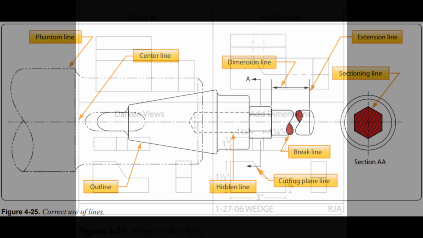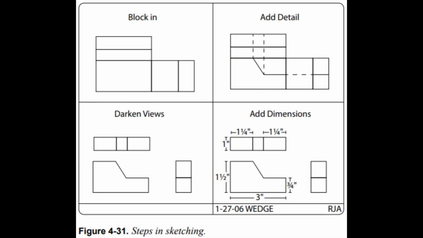Sketching techniques. To make a sketch, first determine what views are necessary to portray the object. Then block in the views using light construction lines. Next, complete the details, darken the object outline, and sketch extension and dimension lines. Complete the drawing by adding notes, dimensions, title, date, and when necessary, the sketcher's name. The steps in making a sketch of an object are illustrated in Figure 4-31.